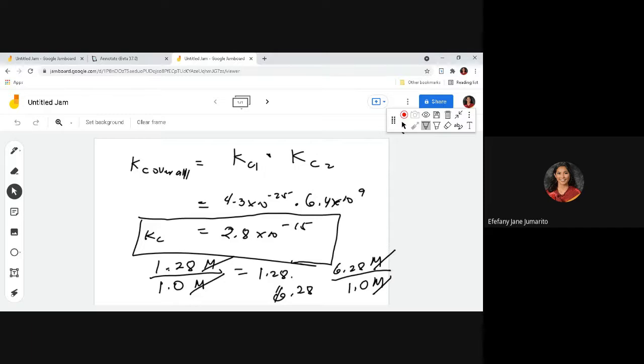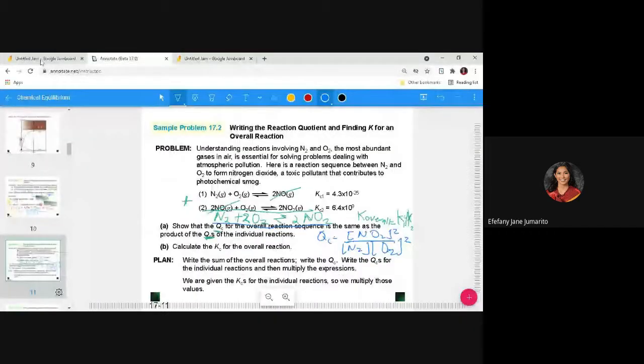Now if it's a pressure, the standard state is 1 atm, atmospheric pressure. So that's why it is divided by its own unit. So we will be left with our K unitless. Okay? Question?